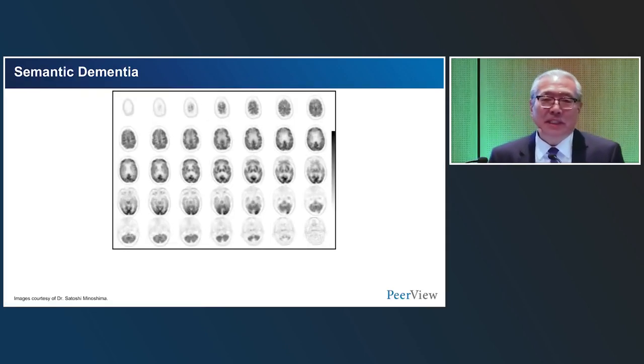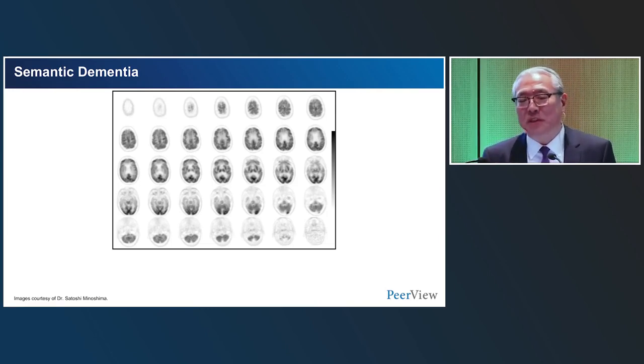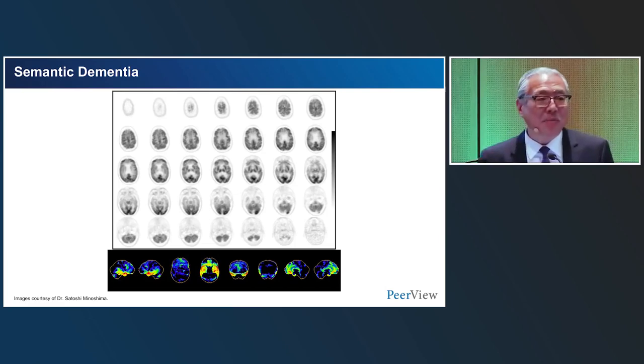Just as I said, FTLD is a very heterogeneous category. Another disease which falls into primary progressive aphasia is semantic dementia. If you look at the statistical map compared to the previous case of typical Pick's disease, this is more anterior temporal lobe, with less involvement of the lateral frontal cortex, but the inferior frontal lobe is involved. So this is a typical semantic dementia.